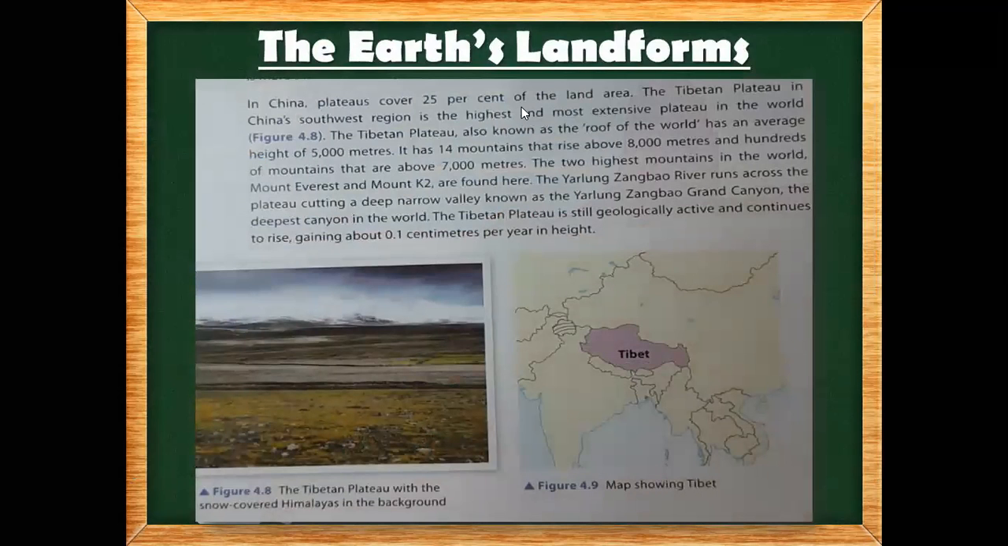Now we are moving towards the next paragraph of this page. What does this page say? Now they are discussing China. In China, plateaus cover 25% of the land area. It means that if China's land is 100%, 25% of the land is covered with plateaus. The Tibetan plateau.